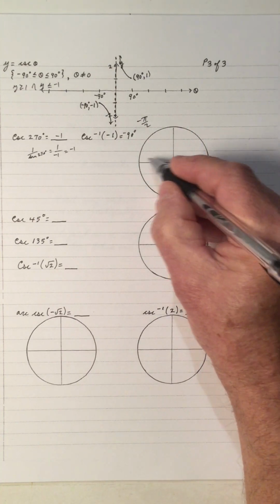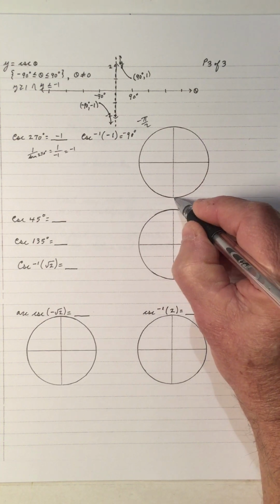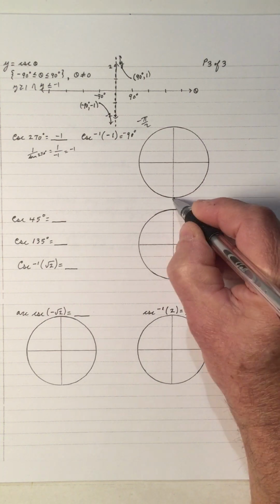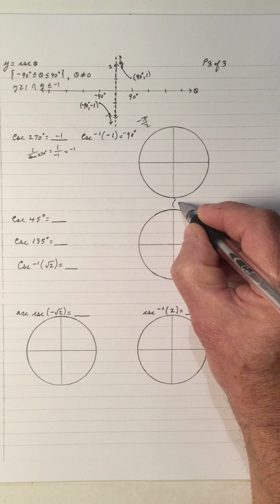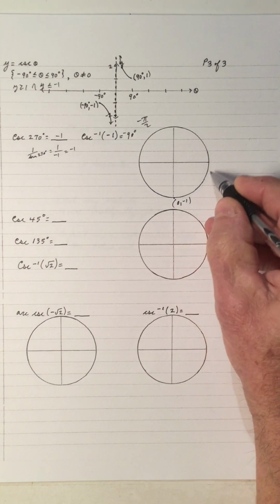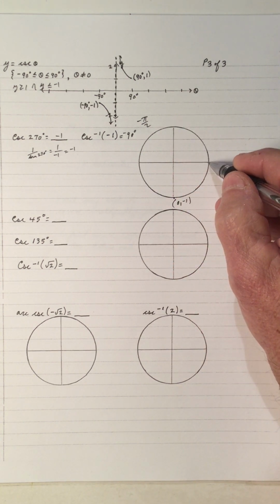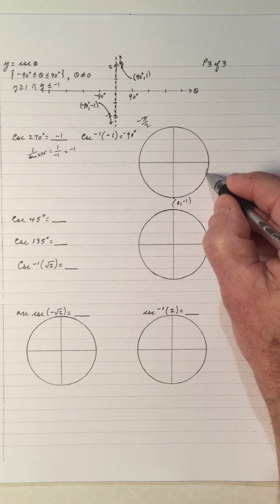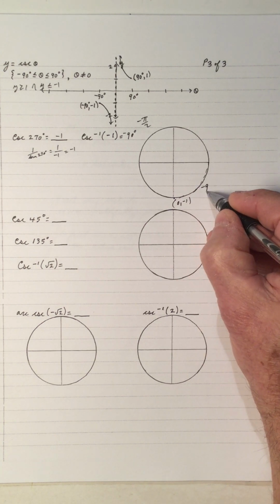So it's right here. At this point, x is 0, y is negative 1. So in relation to cosecant, we have a negative number, so we have a negative 90 on the rotation.